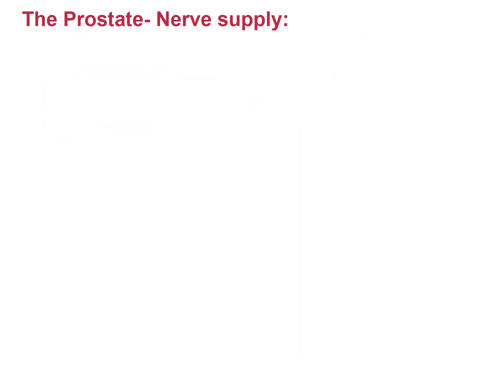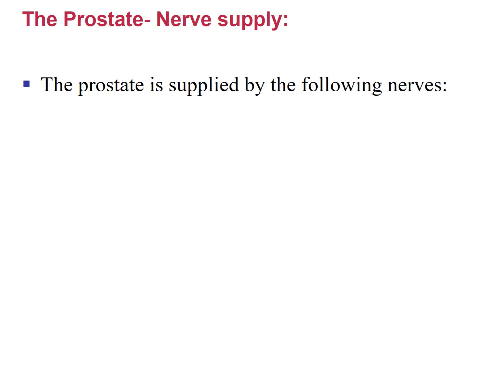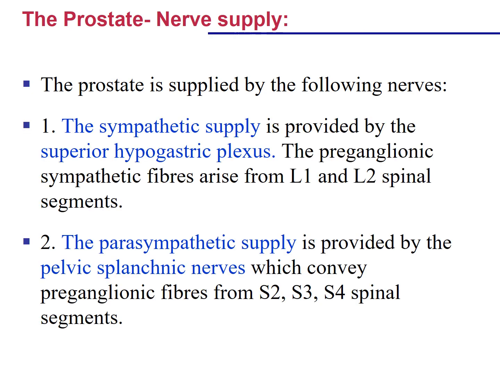Now nerve supply of the prostate gland. The prostate gland is supplied by sympathetic and parasympathetic nerve fibers. The sympathetic supply is provided by the superior hypogastric plexus. The fibers arise from L1 and L2 spinal segments. Parasympathetic nerve supply is provided by the pelvic splanchnic nerves, which convey the preganglionic fibers from S2, S3, S4 spinal segments.